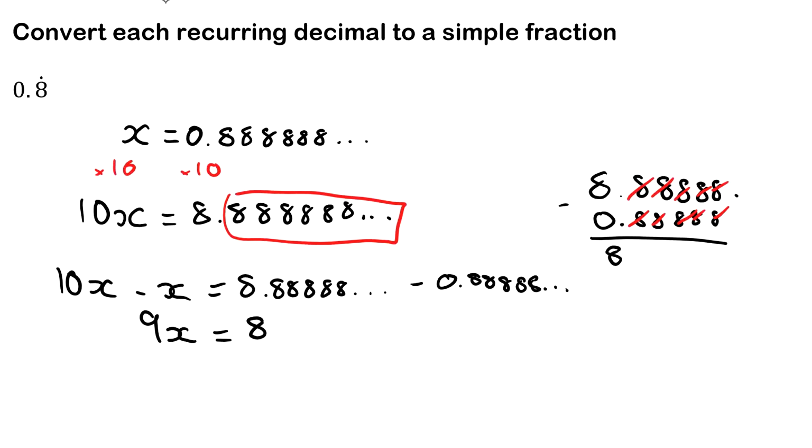Now, this 9x that we have here is the same as having 9 times x, and using our equation skills, the opposite of times is divide. So I want to divide both sides by 9, so these cancel out, and I'm left with x equals 8 over 9. And that's our simple fraction. We've just converted our 0.8 repeater to a fraction.